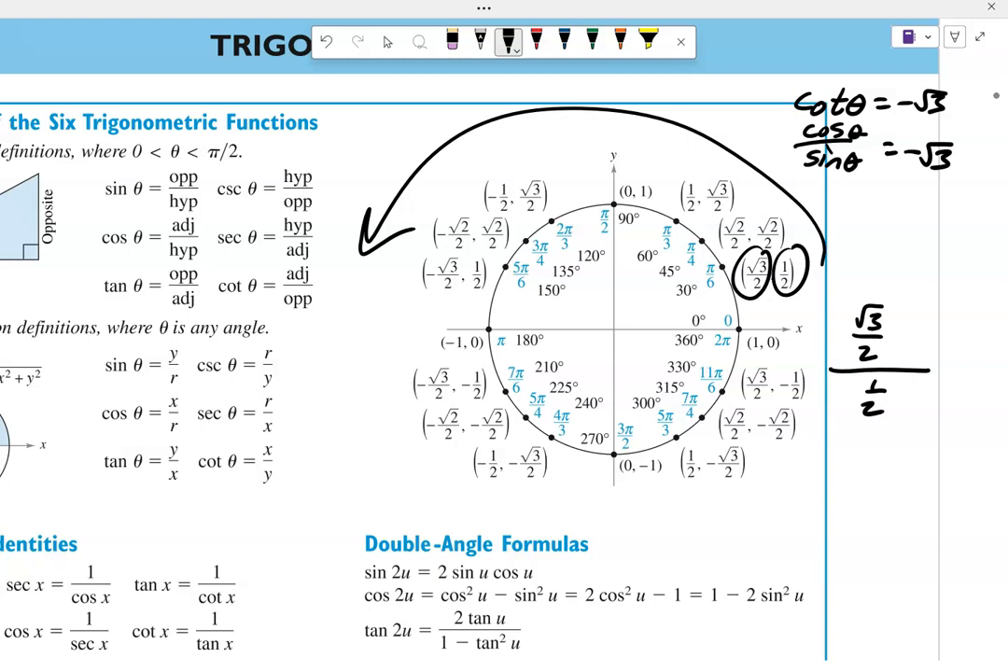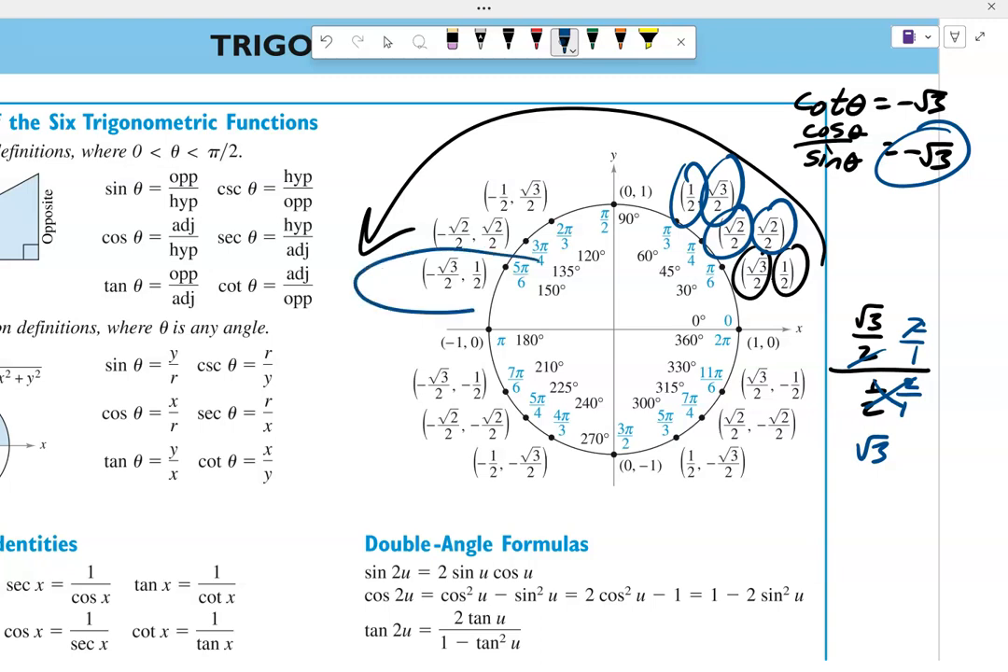Well, if we were going to try pi over 6, root 3 over 2 over 1/2, if you simplified that, you just have positive root 3. Again, we need negative root 3. So that's not going to work. This one's not going to work either, because cosine over sine there gives you 1/2 over root 3 over 2, which is 1 over root 3. So it's got to be over here at 5 pi over 6. Negative root 3 over 2 over 1/2 cleans up to just negative root 3. So it's got to be 5 pi over 6. Again, we're looking between 0 and pi, and that's where the cosine over sine is negative root 3.